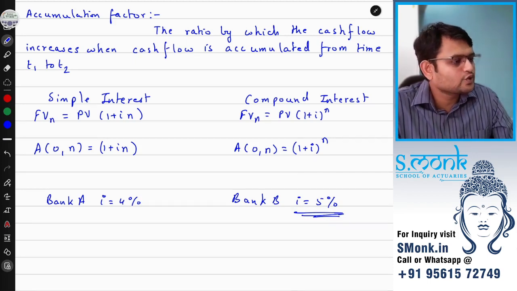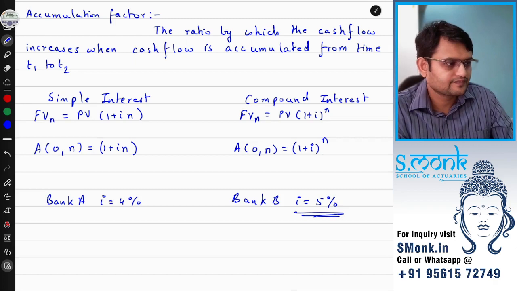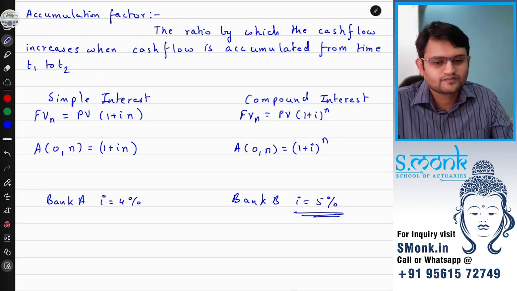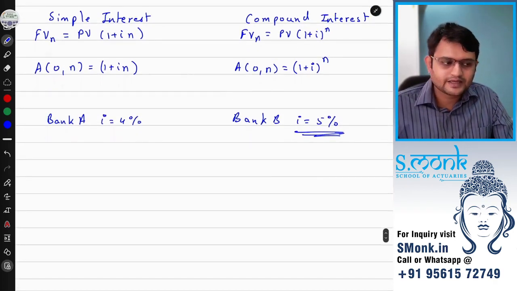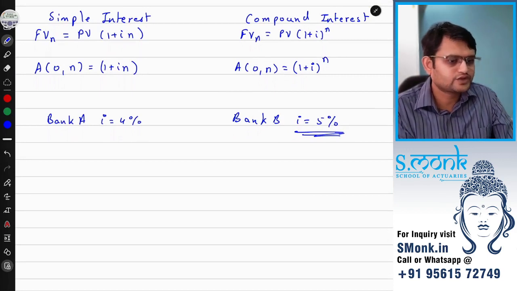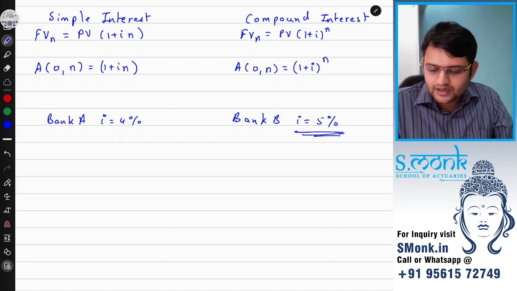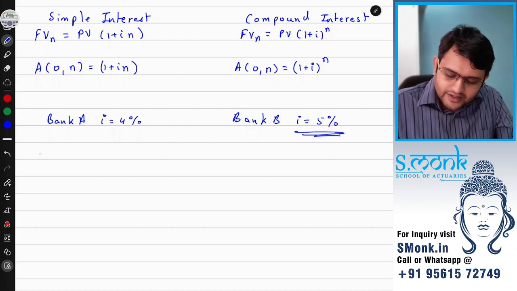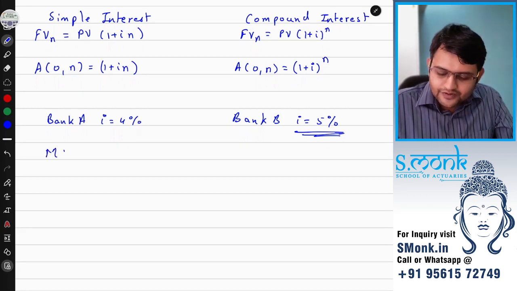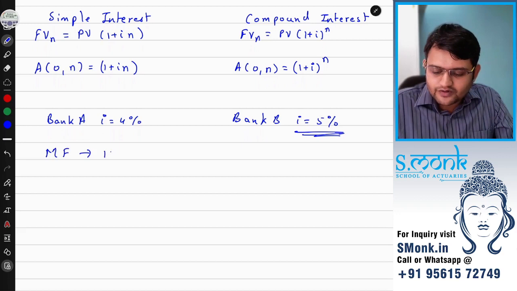Is there anyone who is going to choose bank A? I don't think so, right? We are not going to choose bank A because clearly we are going to earn more interest in bank B. But similarly, if I say that if you invest in mutual funds, you can earn 12% interest.